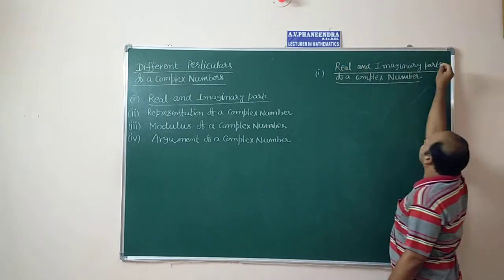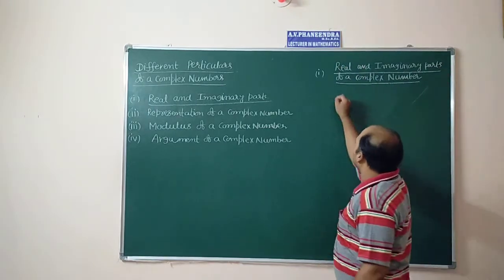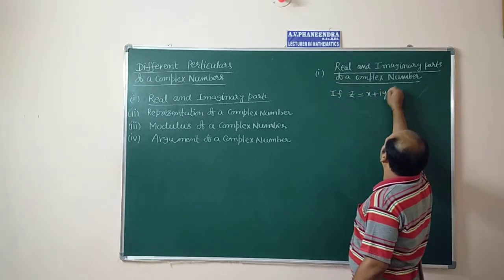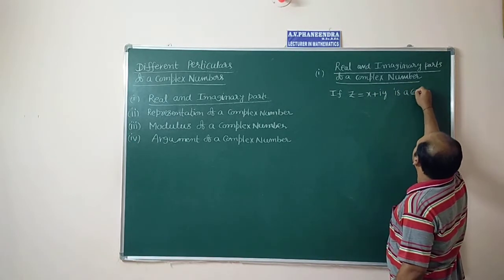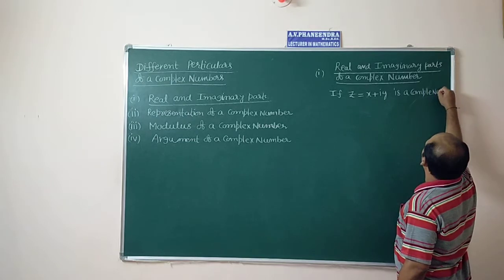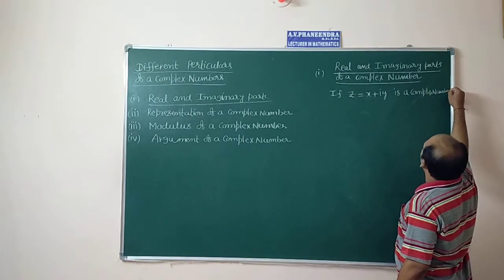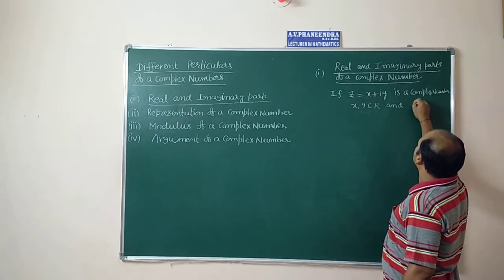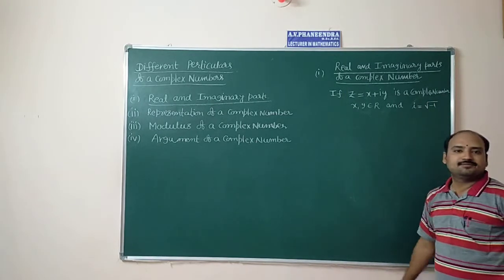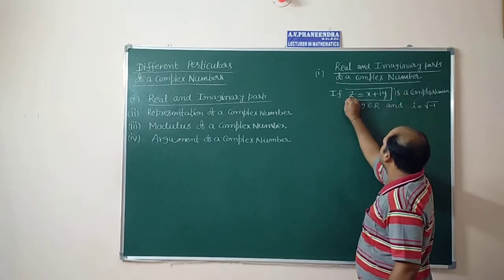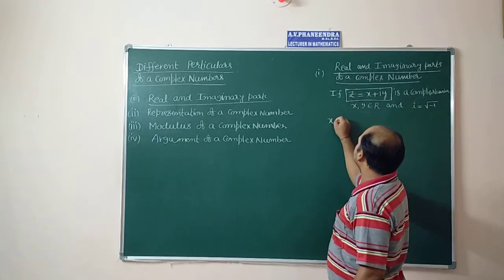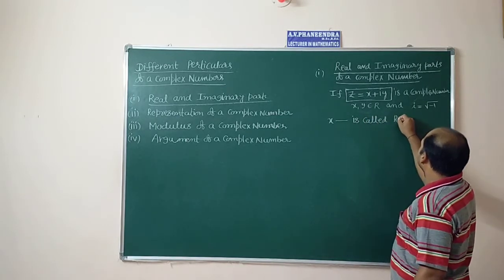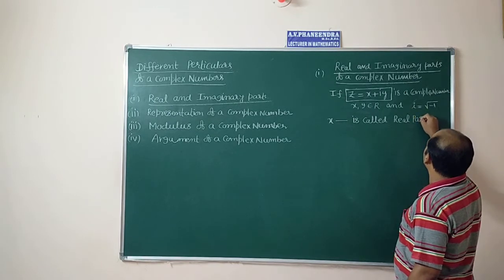This is the first identity. If z equal to x plus iy is a complex number, where x comma y belongs to R and i equal to root minus 1, in this z, x is called the real part of a complex number.